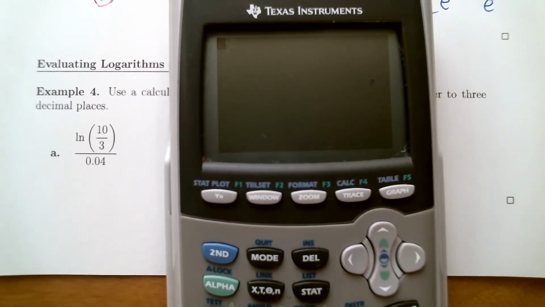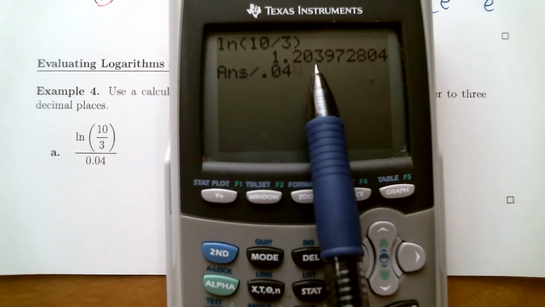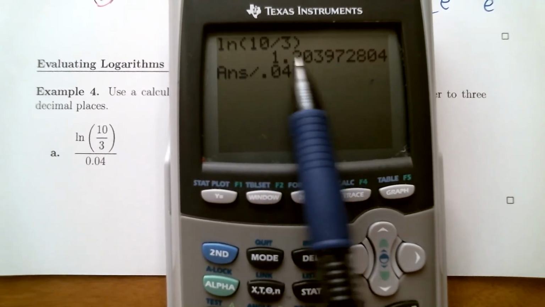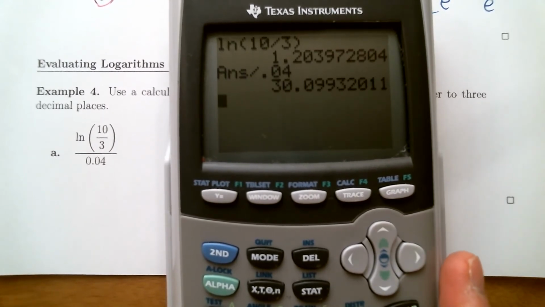I'm going to hit my ln button and get the natural log of, in parentheses, 10/3, close parentheses. So that's the numerator. I'm taking the natural log of 10/3. I'm going to hit enter. Then if I hit the division key, it's going to take that decimal and divide it by 0.04. There is no rounding here. You do not want to round this step to like 1.2. You need to keep the whole decimal expansion. And that's your final answer there.